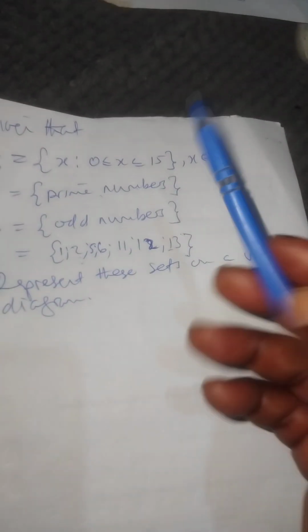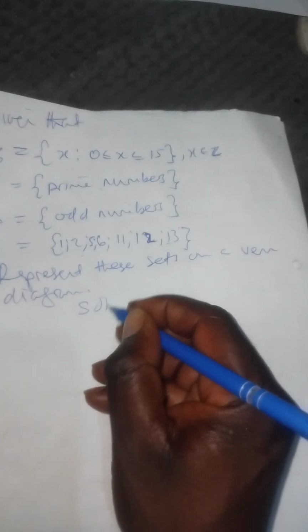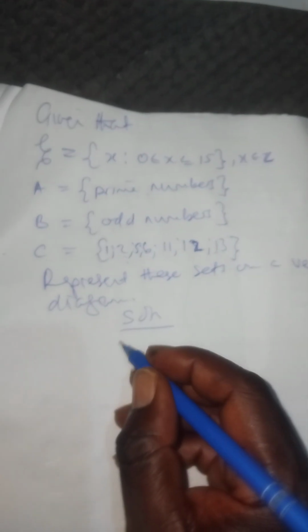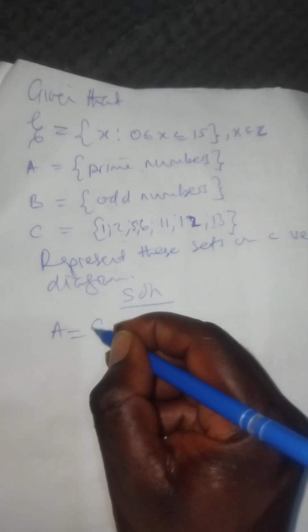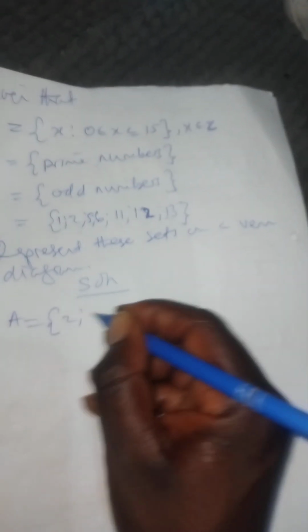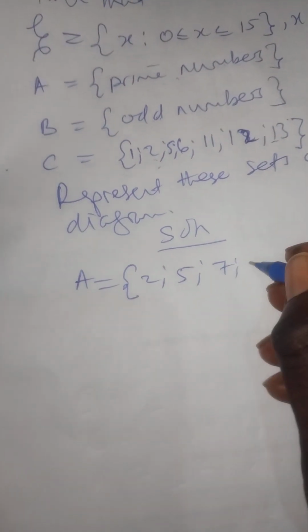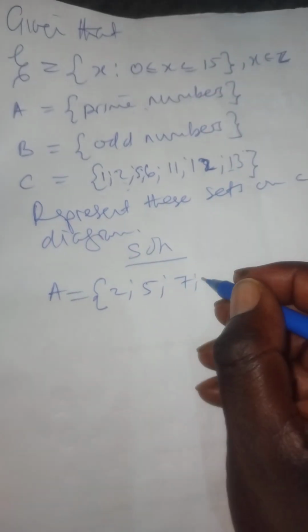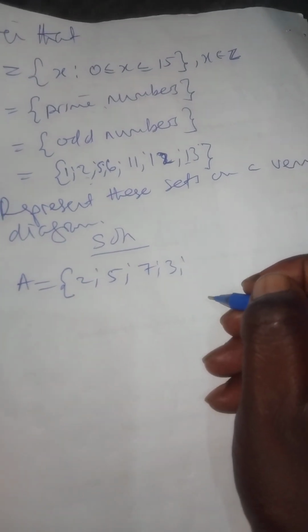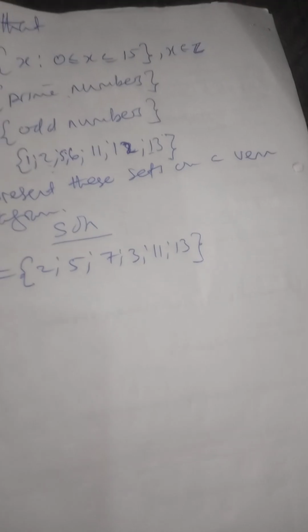So it is wiser, but from 0 we cannot write down 0 to 15. The range is too big. We just ignore. We can try to list down a solution here. Let us list down the elements of A. What are the elements of A? Prime numbers between 0 and 15. We have 2, we have 5, we have 7. I left 3. Let me put it here. Don't worry about the order. We have 2, 3, 5, 7, 11, 13. These are the prime numbers which are in our universal set.